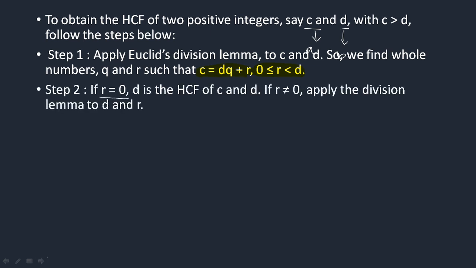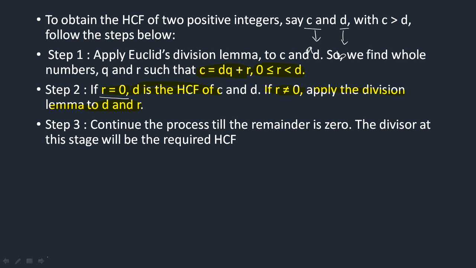In the next step, we will be checking whether the remainder r is equal to 0. If the remainder r is equal to 0, d is the HCF of c and d. If r is not equal to 0, we will be applying the division lemma to d and r in the next step. We will be continuing this process until the remainder becomes 0. At that stage, the divisor will be the required HCF.